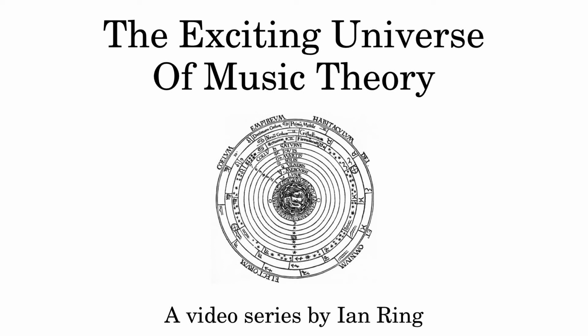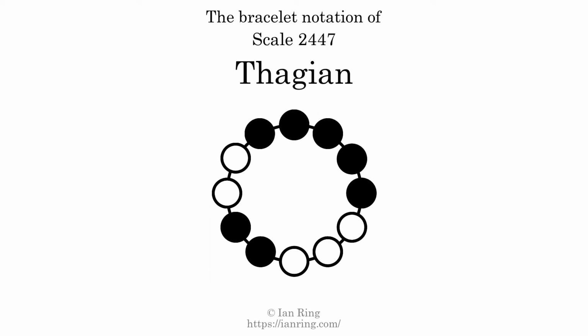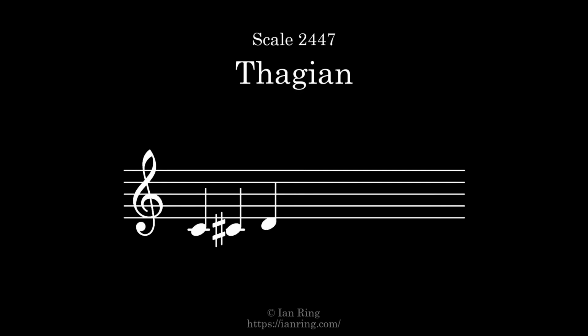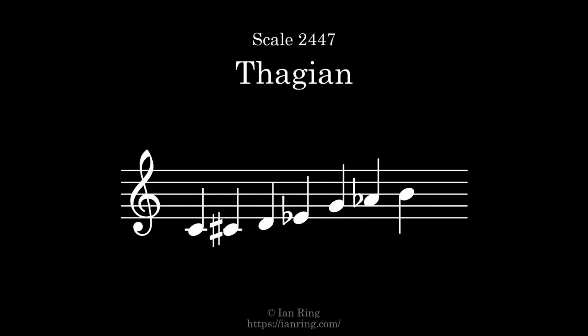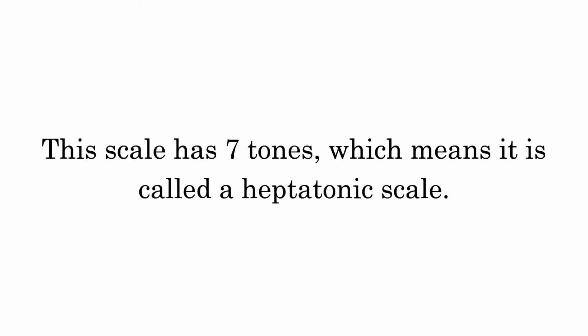Welcome to the exciting universe of music theory. Are you ready to learn? Then let's begin. Today we will talk about Scale 2447, Thagian, which sounds like this. This scale has 7 tones, which means it is called a heptatonic scale.